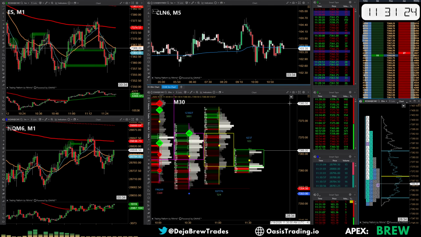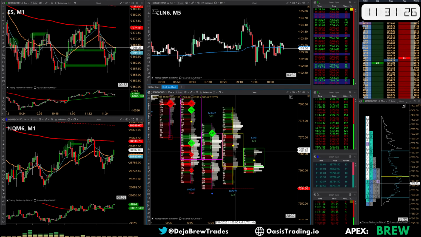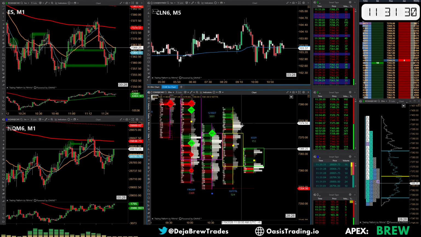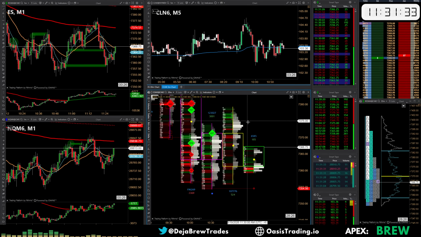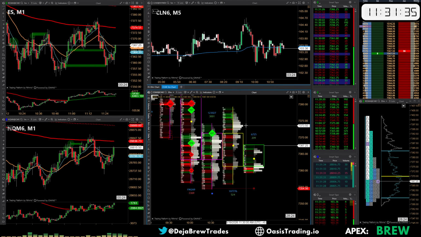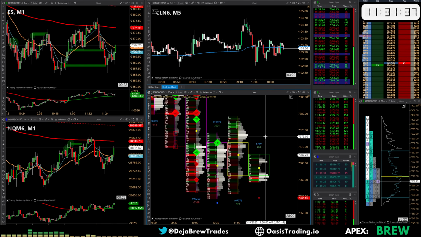Okay, here's the problem with the exhaustion we talked about. They recovered that move very easily. Now, this is a lot harder to recover, or it should be, right? So they need to stay below 73 if they want to stay bearish here.